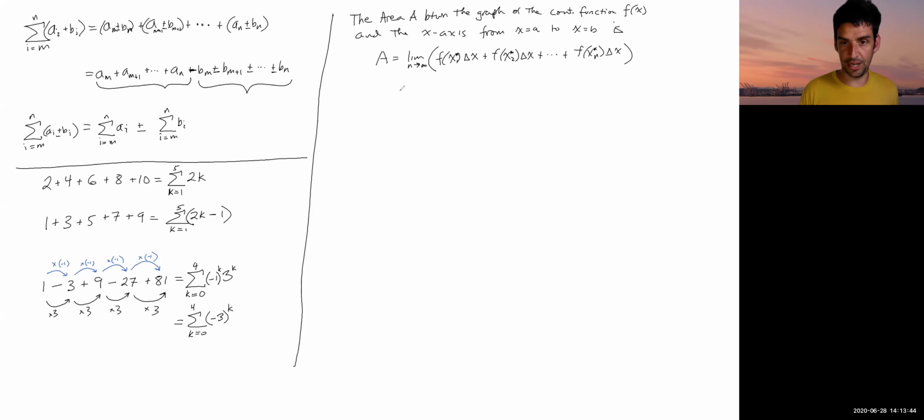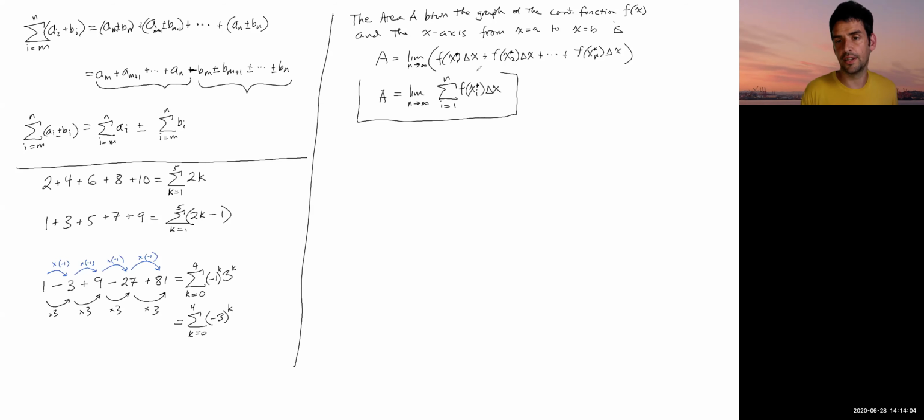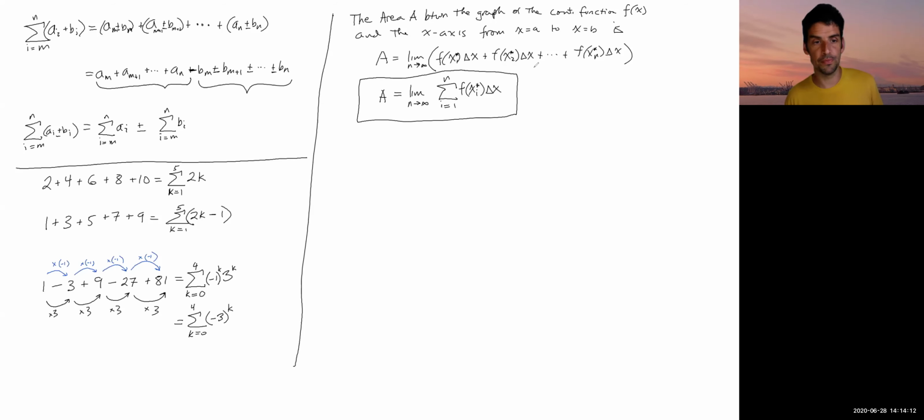Well, with the summation notation now, we can write this in a much more compact way. The limit as n goes to infinity of the sum i equals 1 to n of f of x sub i star delta x. And this is what we can take as our definition of the area, right? At this point, all I've done is compact the notation, which might not seem like the most important thing, but we'll see as we move down the road, it really will serve us well.